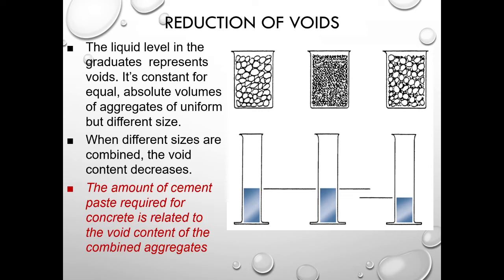The amount of cement paste that you will need for concrete is related directly to the void content of the combined aggregates, not just the coarse aggregates and not just the fine aggregates. It's the total aggregates, the combined grading between the coarse and the fine aggregates.